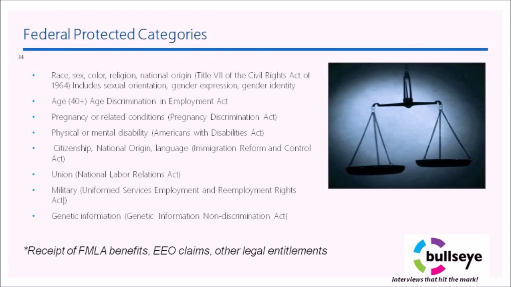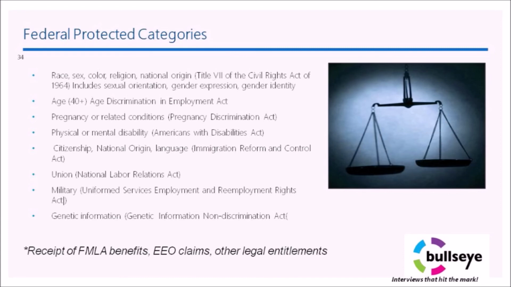The law that sort of started the civil rights movement in the 1960s was called Title VII of the Civil Rights Act of 1964. This law initially protected people in various groups such as race, sex, color, religion, national origin, ethnicity, and ancestry.